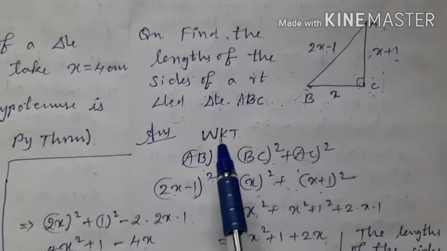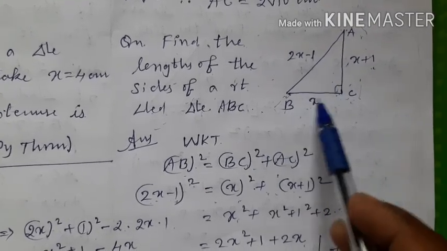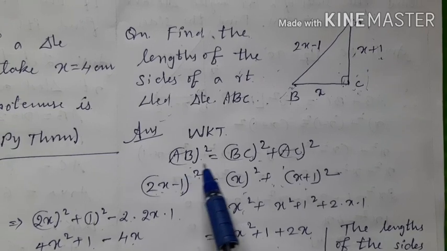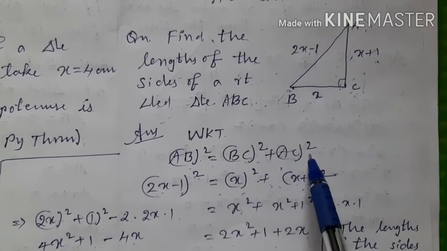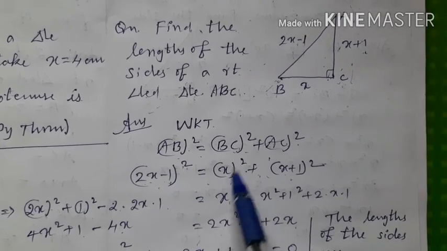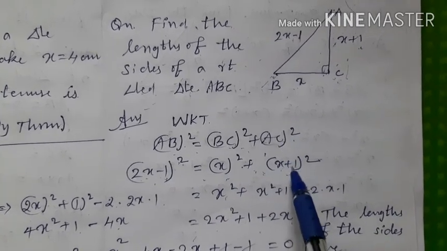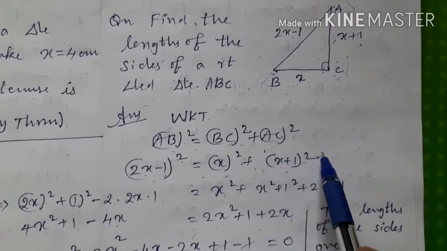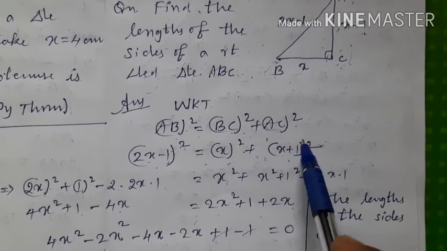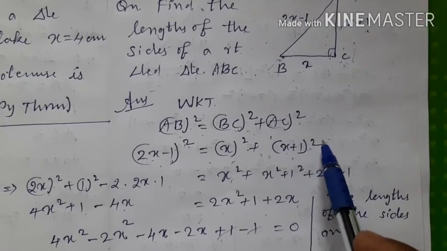See here, since it is a right angle triangle, we can apply Pythagoras theorem to this triangle. So, AB square is equal to BC square plus AC square. AB is 2x minus 1 the whole square. This is x square plus AC is x plus 1. That's why it is x plus 1 the whole square. This is in the form of A minus B the whole square, and this is in the form of A plus B the whole square.